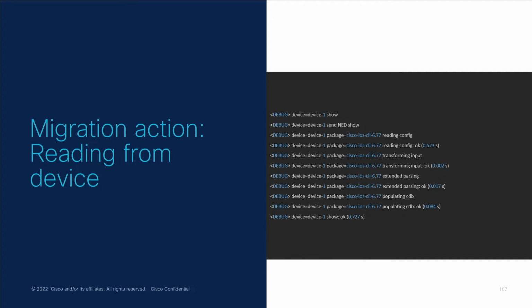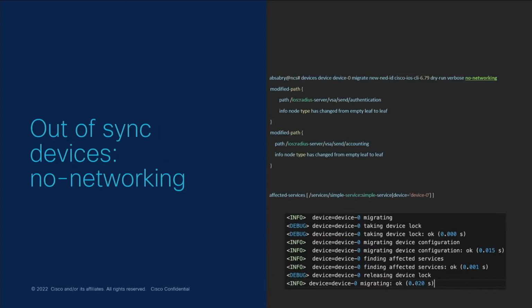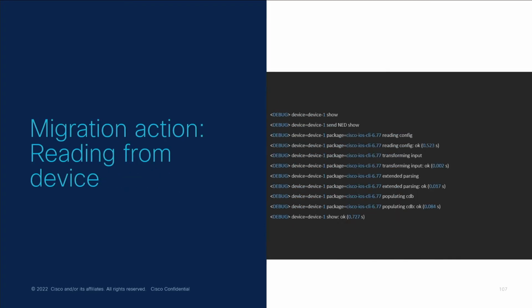I will just talk about the out-of-sync devices and no networking options. By default, as I said, if you run the NED migration, you pipe details or you check the progress trace or devel log, you can see here that there is a show, NED show, and reading config. So I'm connecting to the device and reading from it. If that's not a problem for you, okay, it's good.